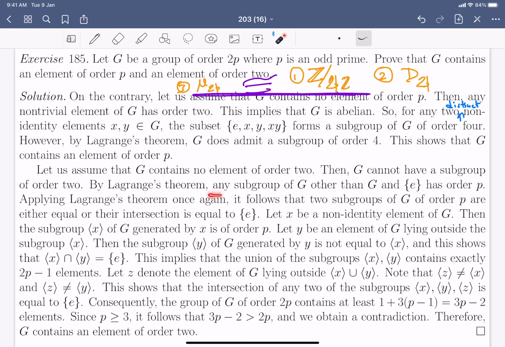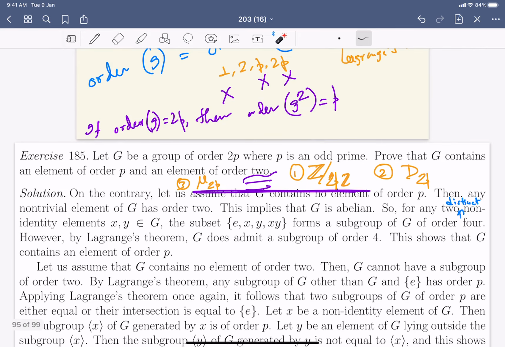So why is that the case? Any subgroup can have order among these 4 integers, 1 or 2 or P or 2P. It can have order 1 if and only if it is the subgroup consisting of the identity element only, and it will have order 2P only when it is G. So the possibilities that are left out are 2 and P. But you have already observed that, from our hypothesis, G cannot have a subgroup of order 2. So it follows that any subgroup of G other than these two has to have order P.